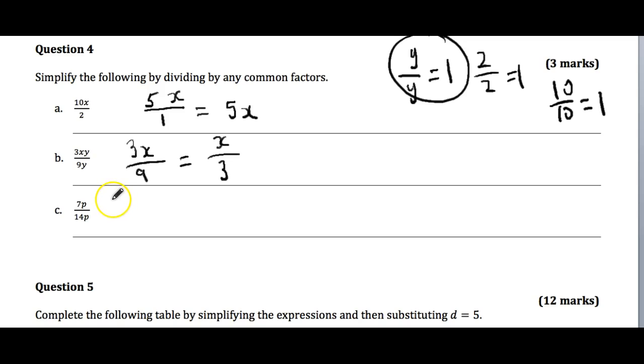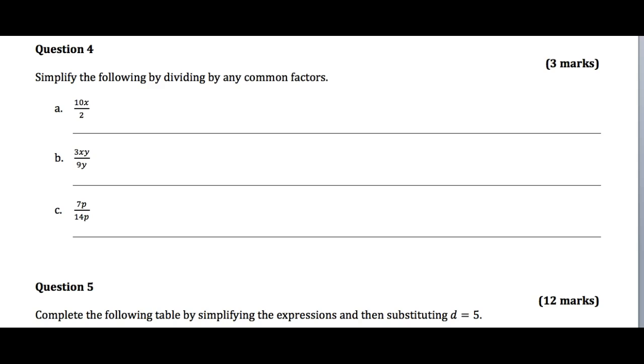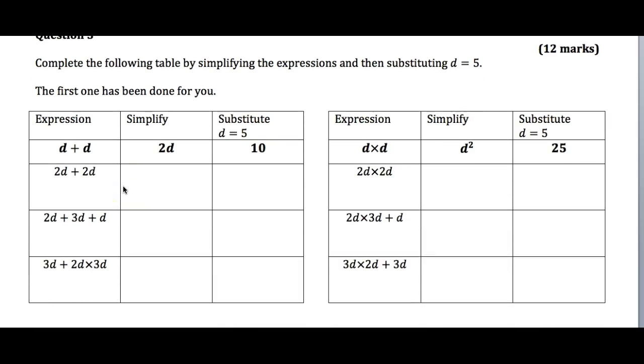All right, lastly, c. So I'm going to do the p's first. So the p's cancel each other out. And then 7 over 14, hopefully you can realize, is just a half. So for question C, I got a lot of people who wrote 2. Okay, so probably understanding a little bit, but not realizing that 7 over 14 is actually a half, not 2. All right, let's keep going.